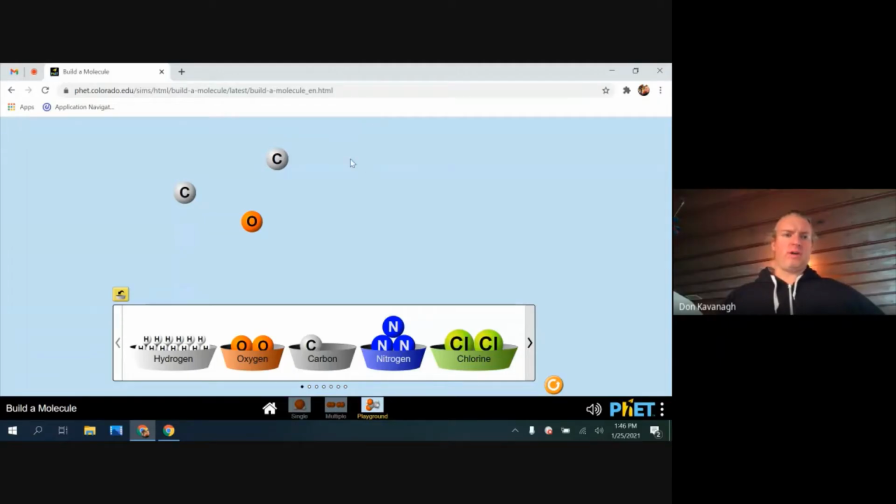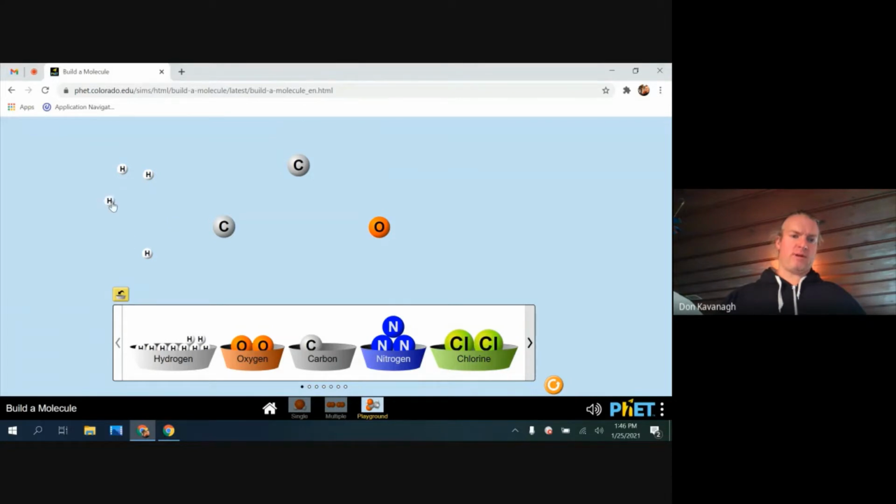Hello. We are on the phet.colorado.edu website in the Build a Molecule simulation, and we're in the playground area just kind of playing around. We're going to build a molecule that has 2 carbons and an oxygen and 6 hydrogens. So the first thing I want to do is kind of pull out my items.